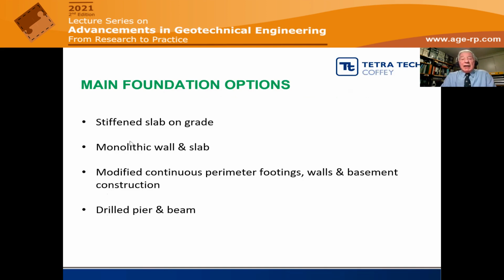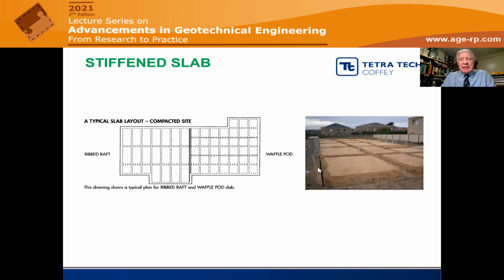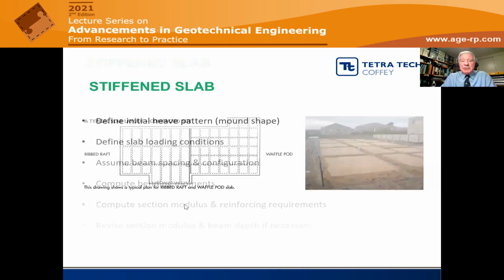moisture-wise. As far as foundations are concerned, you can look at a stiffened slab on grade or a monolithic wall and slab. You can have modified perimeter footings, wall and basement construction, or drill pier and beam. This is a form of construction that's reasonably widely used here in Australia for construction, particularly in cities like Adelaide, which have a lot of expansive soils. And you have a mat which is reinforced with strips and beams, so-called waffle pod, so that that stiffens up the slab and makes it stiffer against ground movements.